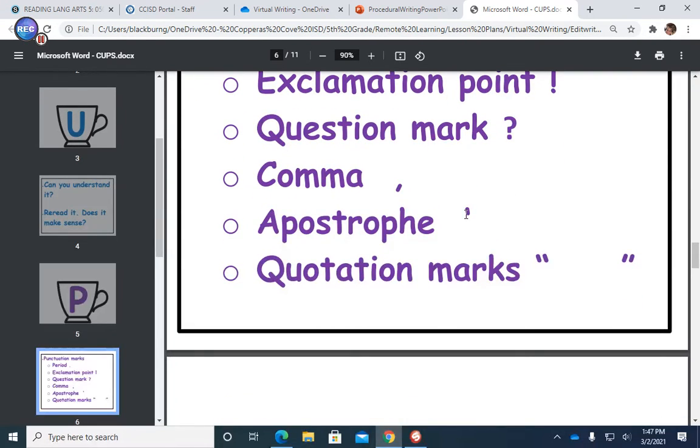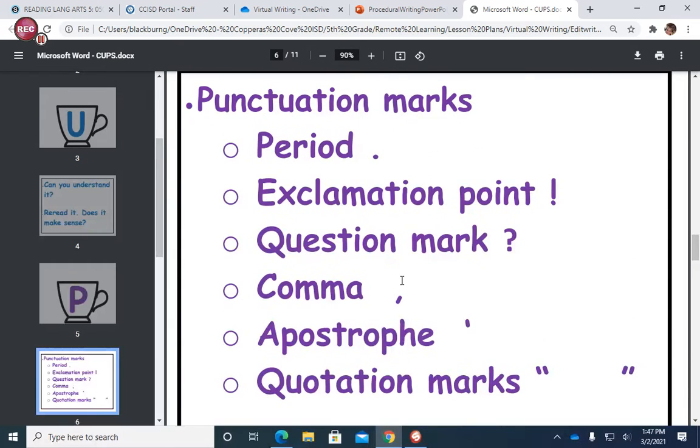Apostrophe is to show ownership, and for contractions. Then we have our quotation marks, which are wrapped around the outside of the dialogue or the spoken parts. So these are things that we're paying really close attention to on the editing part.